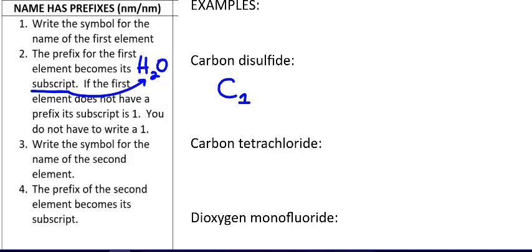Then you write the symbol for the name of the second element. Remember, these are all nonmetals, so we need the nonmetal that sounds like disulfide, which is sulfur, right? And the prefix, di, becomes the subscript, 2. So this formula is CS2.